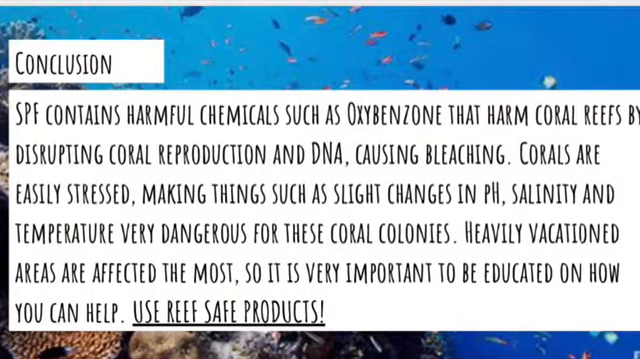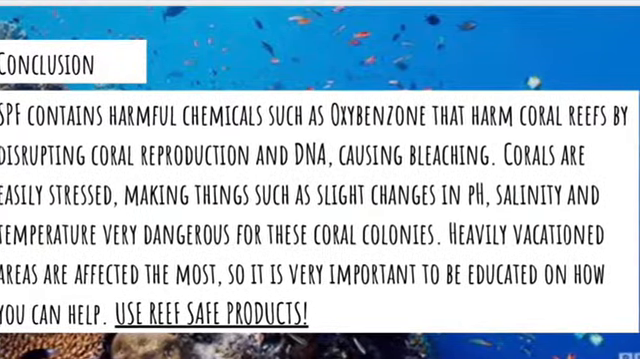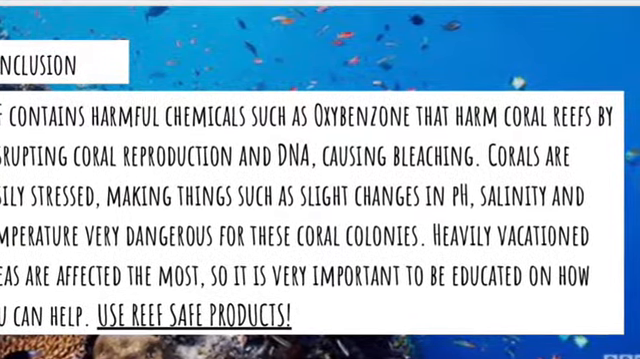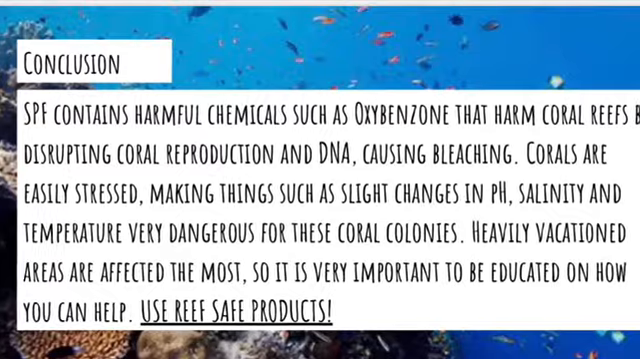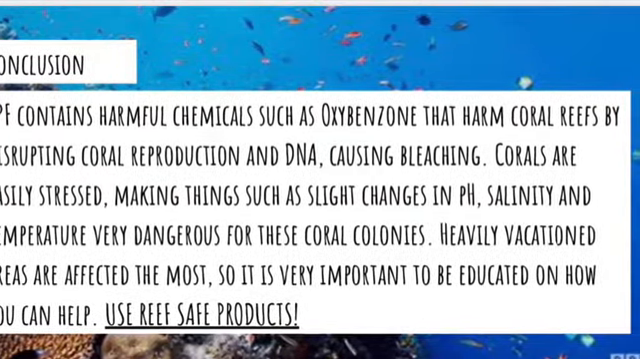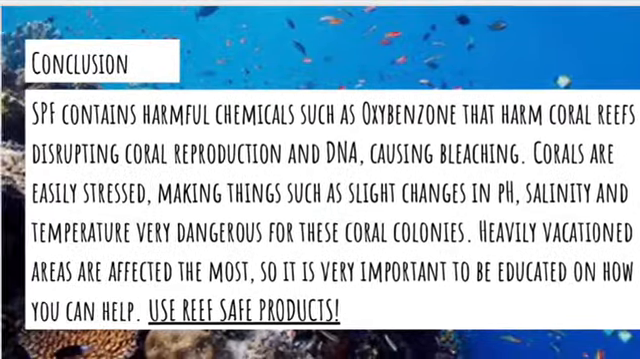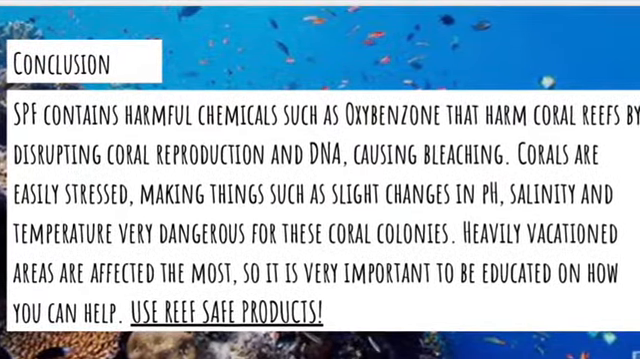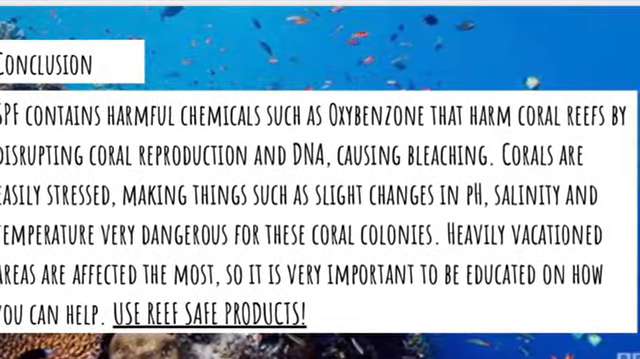So in conclusion, SPF contains harmful chemicals, most specifically oxybenzone, that harm coral reefs by disrupting coral reproduction and DNA. This is what causes bleaching. Corals are really easily stressed, which is why the slight changes in pH and salinity or temperature are really dangerous and super detrimental to coral colonies.